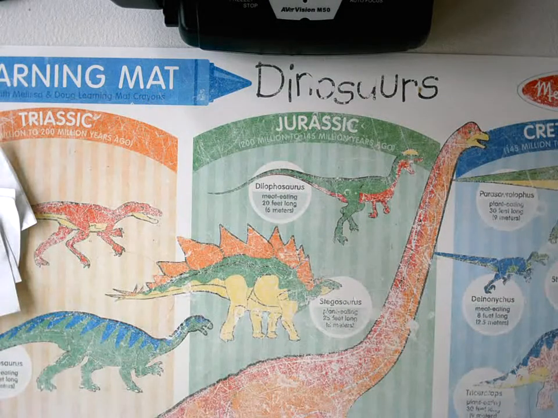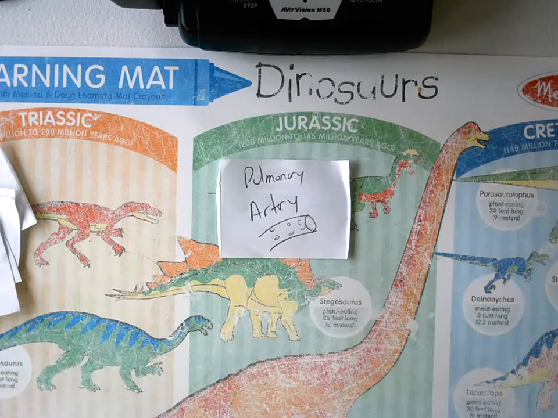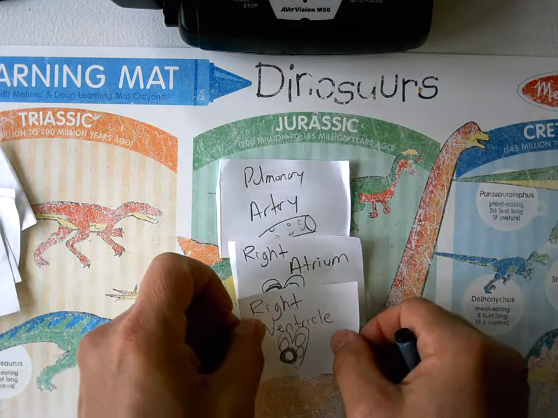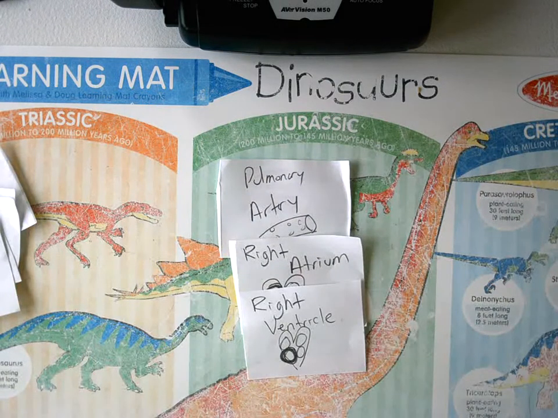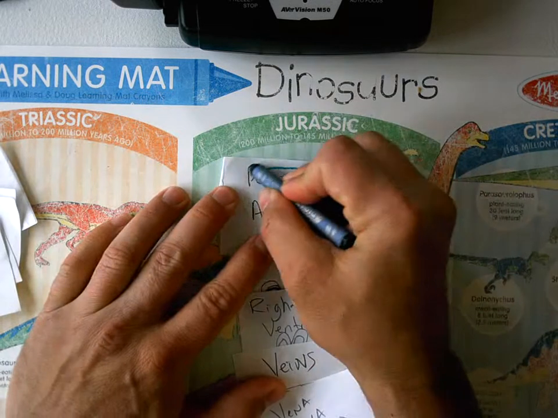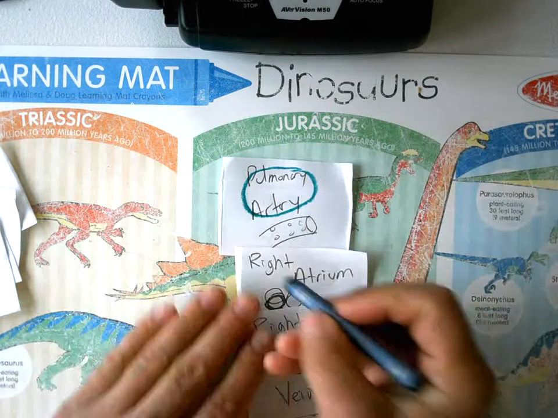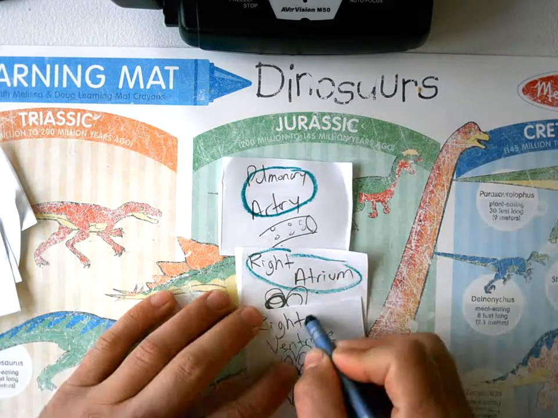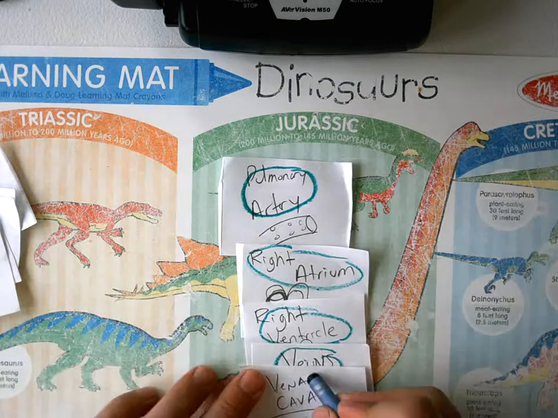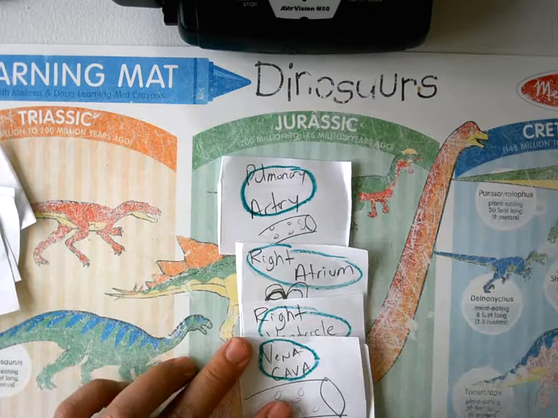Now the pulmonary artery, the right atrium, the right ventricle, the veins, and the vena cava would all have deoxygenated blood. So I'm going to circle these with my bluish crayon to show that this blood is deoxygenated, does not have a lot of oxygen in it.